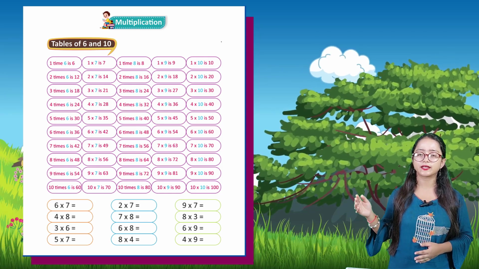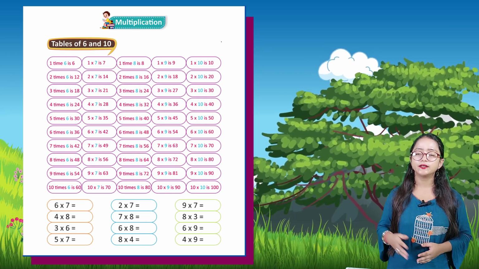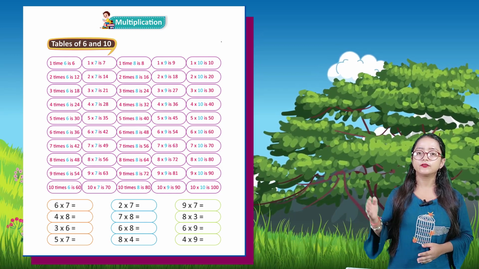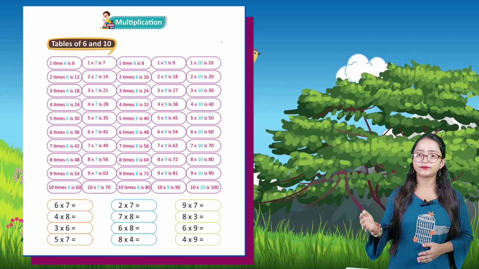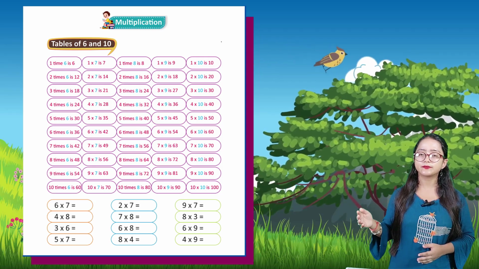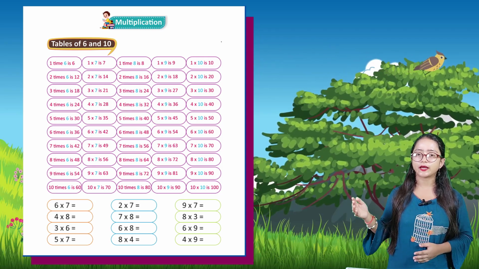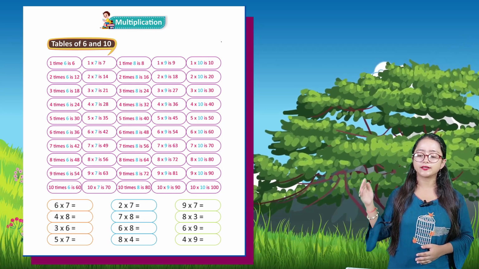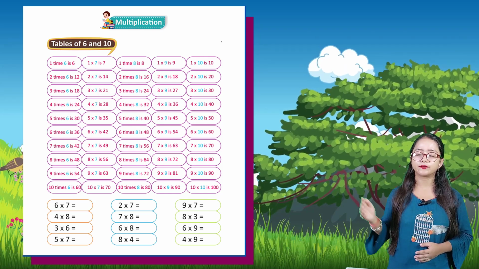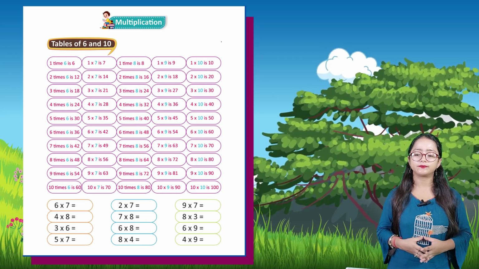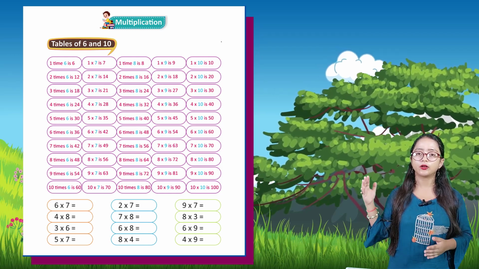1 times 9 is 9, 2 times 9 is 18, 3 times 9 is 27, 4 times 9 is 36, 5 times 9 is 45, 6 times 9 is 54, 7 times 9 is 63, 8 times 9 is 72, 9 times 9 is 81, 10 times 9 is 90. Now the next one is table of 10.